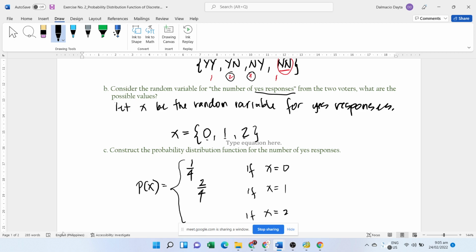Next, if x equals 2, that is when both respondents said yes. And that is only 1 out of 4. 1 over 4 is the probability.